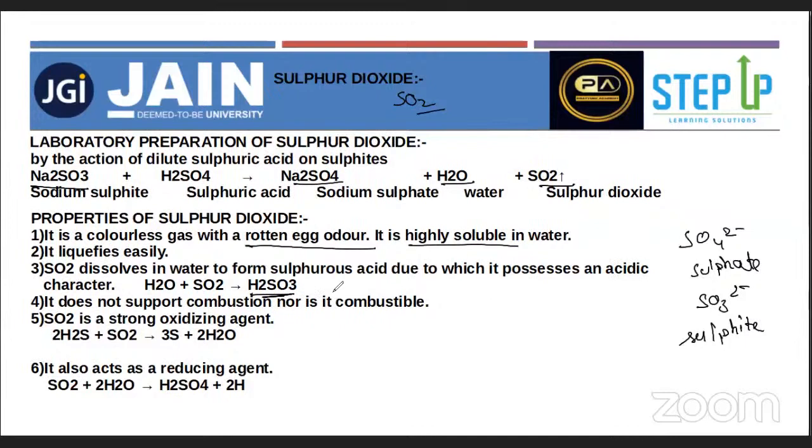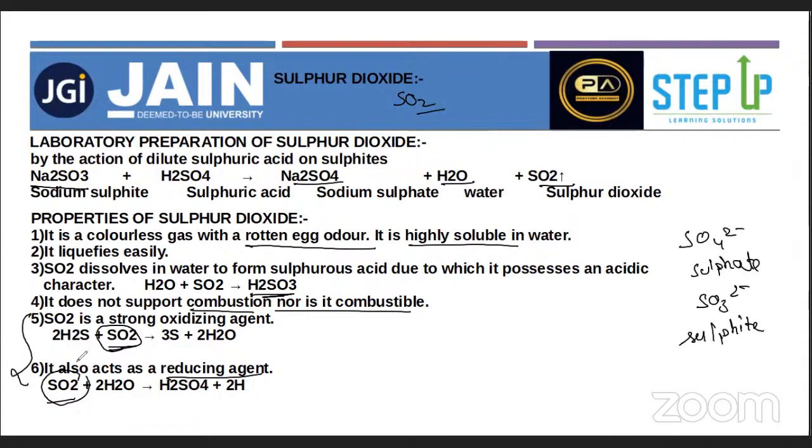For carbon we write H2CO3, carbonic acid. Here it is H2SO3, sulfurous acid. Is it combustible? No, it doesn't burn, and it doesn't support combustion either. It's a strong oxidizing agent. Normally non-metals are oxidizing agents and metals are reducing agents, so this is an exception. It acts as a reducing agent as well. So SO2 can act as both an oxidizing agent and a reducing agent.